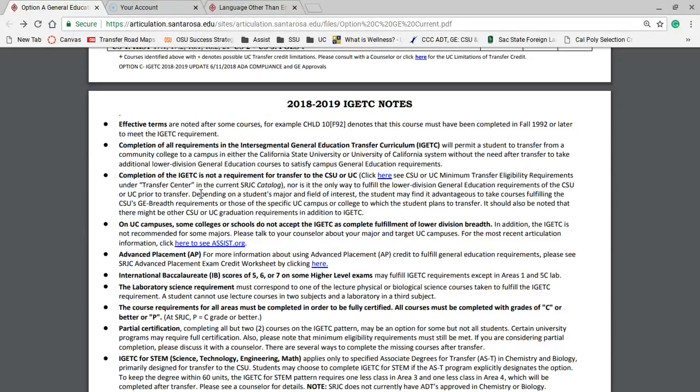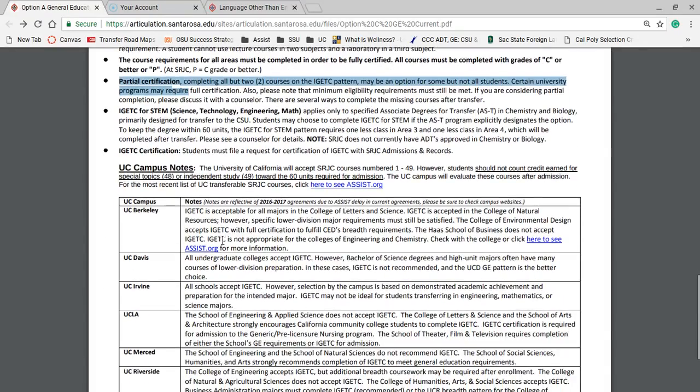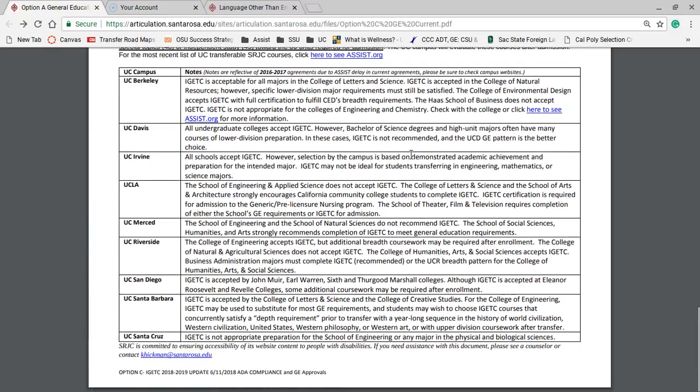You can do partial certification. So that's down here. If you complete all but 2 courses on the IGETC pattern, you can get partial certification, which is better than nothing. So that is one thing to pay attention to. And here's the note right here: IGETC is acceptable for all majors in the College of Letters and Sciences. So that's a requirement for getting into Berkeley and the College of Letters and Sciences, is that you have IGETC completed. A lot of these notes are around the colleges of the College of Engineering at the various campuses.